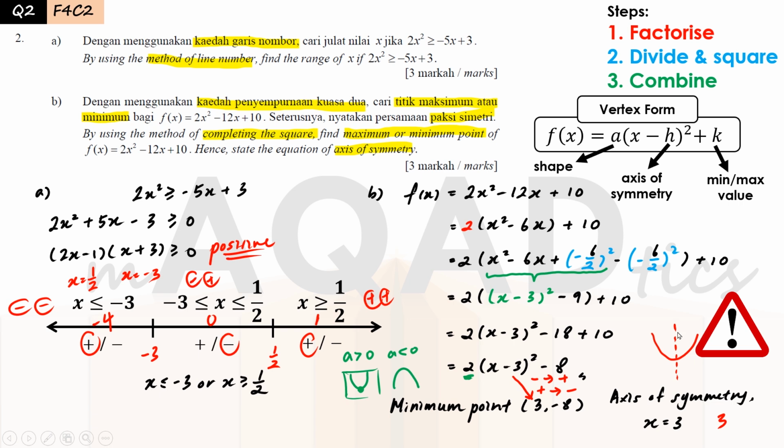Axis of symmetry is a line. So we need to put the x equals in front to make sure that it is a line. 3 is just a value, which is not a line. So please make sure here, write x equals 3, not 3 only.